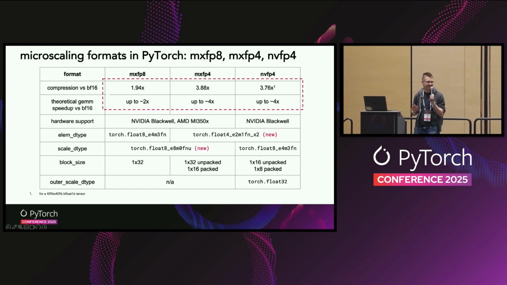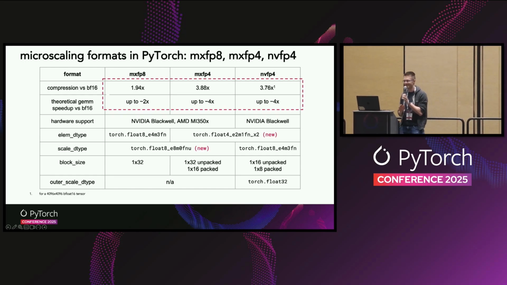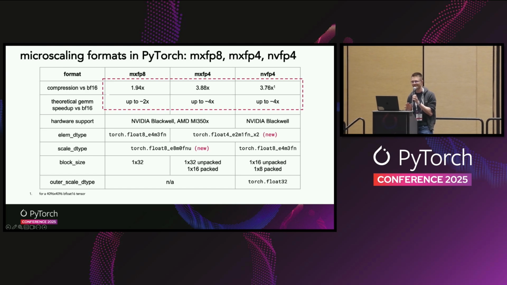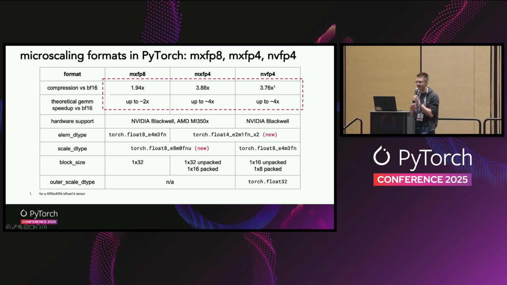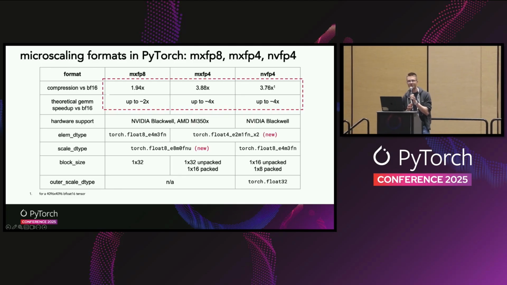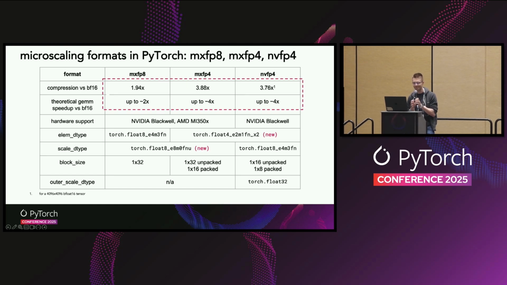And this is a very dense table, I apologize. But this table talks through what these formats are specifically and how they're defined. First, mxfp8: you get a compression ratio of almost 2x, and your gems can be faster by up to 2x. You're not going to see exactly 2x, but it's a theoretical upper bound. It's supported on the new NVIDIA and AMD hardware. The element dtype is float8. The scale dtype is float8 E8M0, and we're going to talk about what that means further on. And it's a quantized format with a block size of 32.